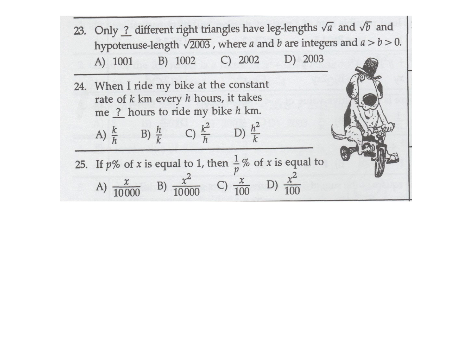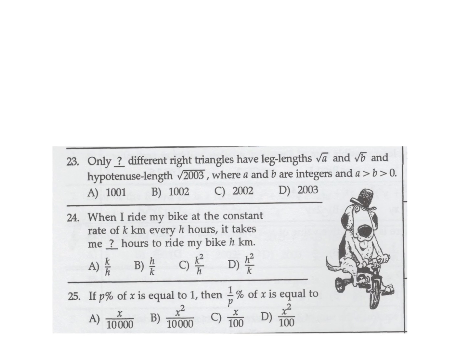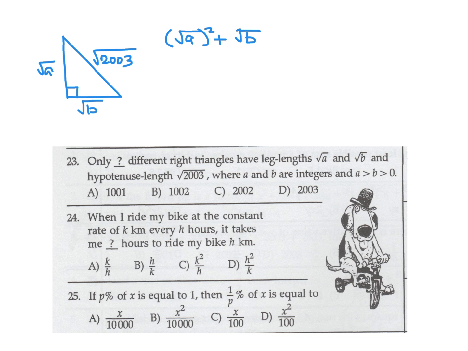Different right triangles have leg lengths root A and root B, and hypotenuse of root 2003, where A and B are integers, A greater than B greater than 0. All right, whatever that means. Okay, so let's make a right triangle. One side is root A, the other side is root B, and the hypotenuse is root 2003. So we have root A all squared plus root B all squared is equal to root 2003 all squared. So that means A plus B is 2003.